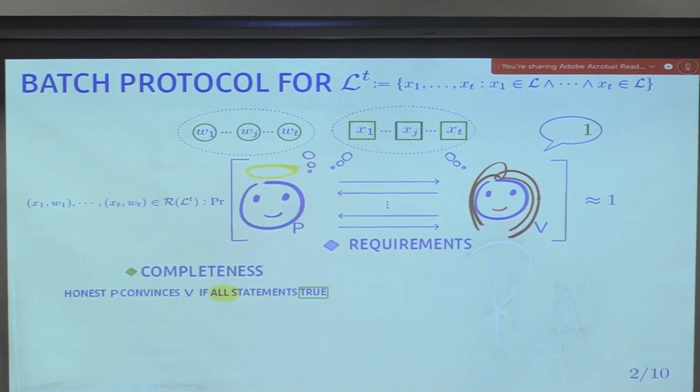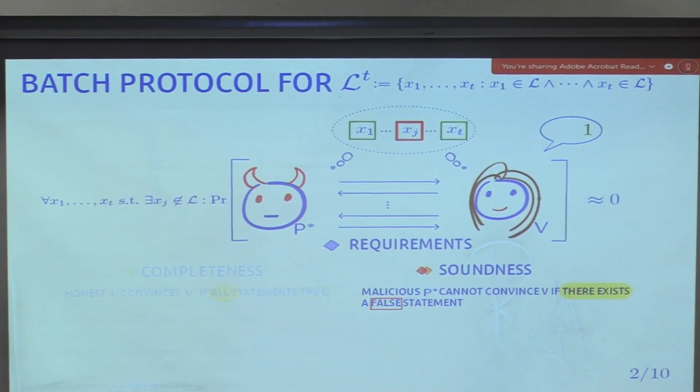So here the requirement would be, for completeness, the verifier should accept if all the statements are in the language. And then there is soundness, which says that even if one of the statements in this set is not in the language, then the verifier should reject with high probability. Again, depending on whether it's talking to an all-powerful prover or a computationally bounded prover, you get arguments or proofs.